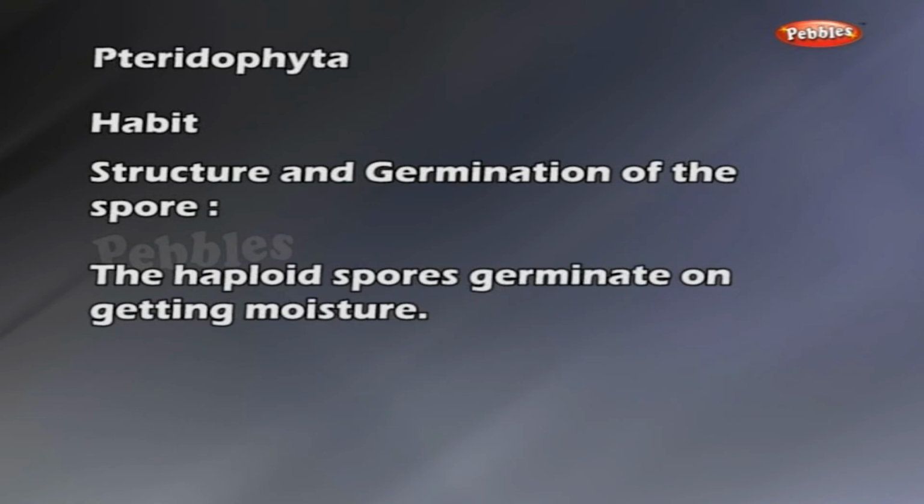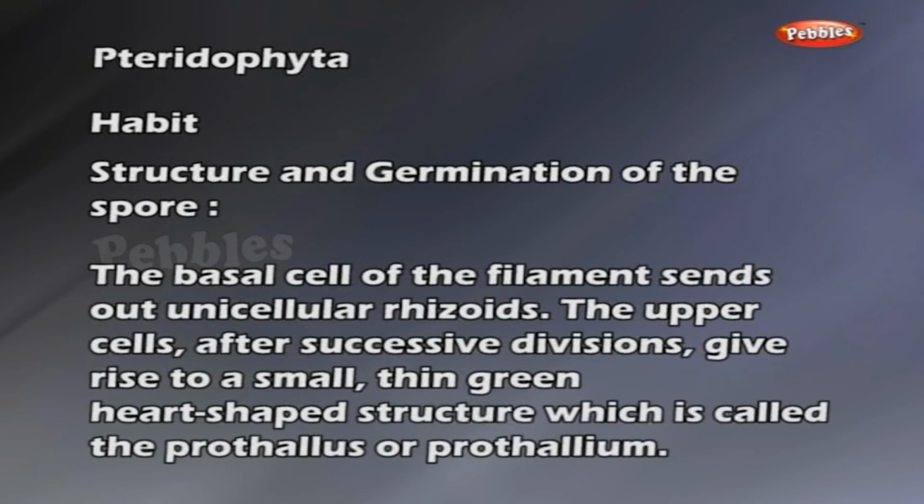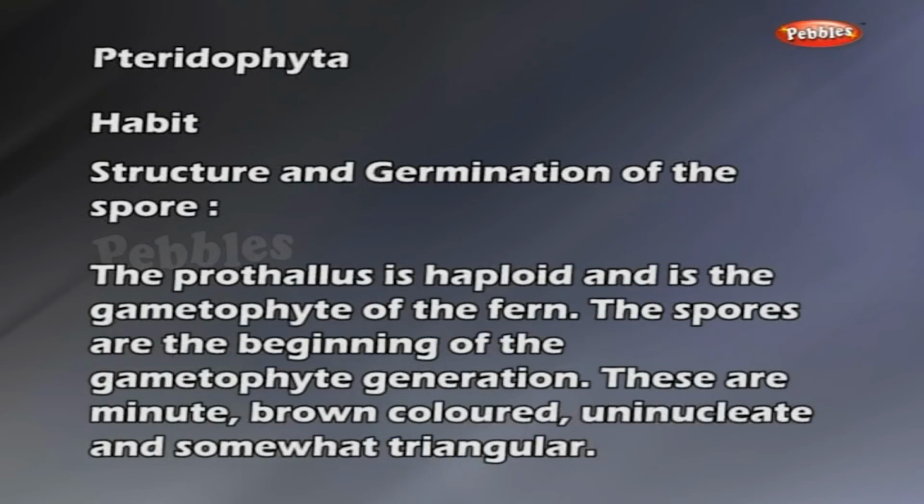The haploid spores germinate on getting moisture. The exine ruptures and the intine protrudes as a short, delicate germ tube. The germ tube elongates and forms a green filament. The basal cell of the filament sends out unicellular rhizoids. The upper cells, after successive divisions, give rise to a small, thin green heart-shaped structure which is called the prothallus or prothallium. The prothallus is haploid and is the gametophyte of the fern.